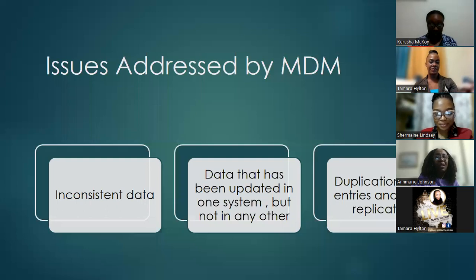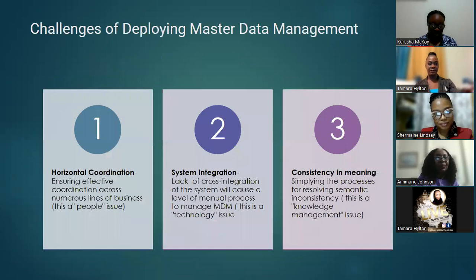So we're now going to be looking at some of the issues that MDM can address. The first one is inconsistent data. Second, data that has been updated in one system, but not in any other. And lastly, duplicated data. So there are also some challenges that you face when you are implementing data management.